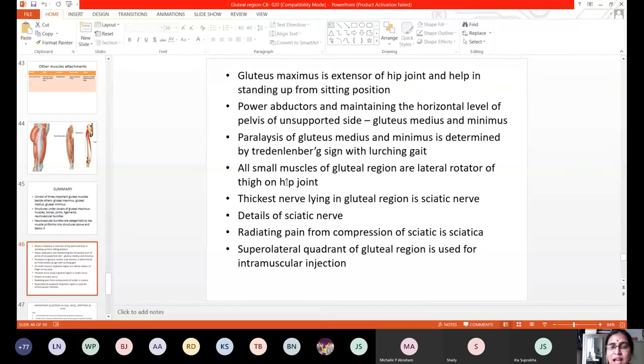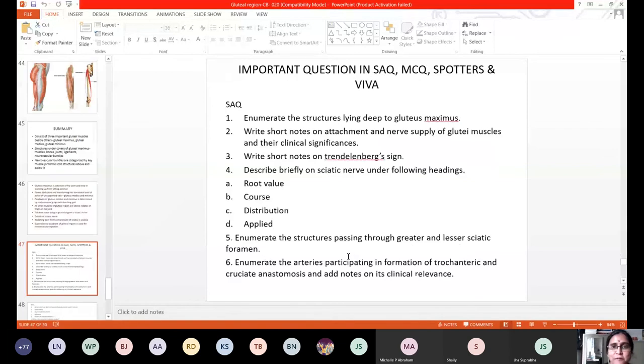The thickest nerve lying in the gluteal region is the sciatic nerve. You should know details of the sciatic nerve. The radiating pain from the compression of the sciatic nerve is known as sciatica. The superolateral quadrant of the gluteal region is used for intramuscular injection. So these are the important summary, take-home messages from the lecture class of the gluteal region.